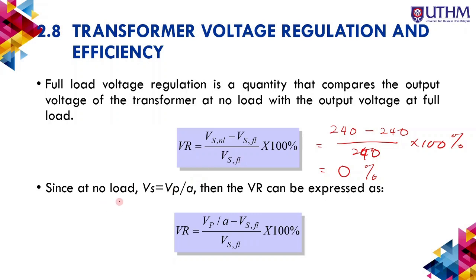Okay, since the no load Vs equal to V primary divided by a, the turns, then the VR can be expressed as, so kita boleh ganti je lah V ni. So kita ganti je lah Vs ni at no load, kita ganti dalam ni. So dia akan dapat satu formula yang baru lah. Okay, so ini akan membuatkan the calculation become more a bit complex lah.